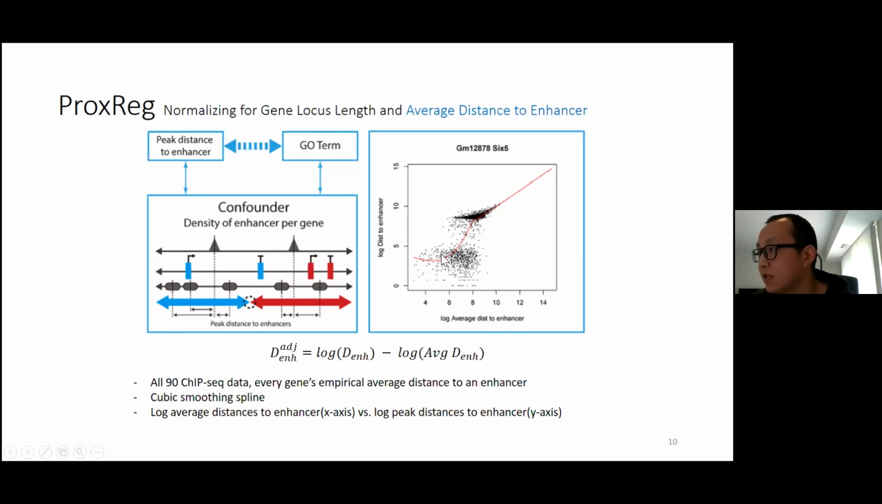For example, this peak will be assigned to this gene, and within this gene locus there are 3 enhancers. So we calculate the average distance of this gene to the enhancers, which goes on the x-axis here, and the y-axis here is the distance to the closest enhancer, which is this one. Then we adjust the distance by this value minus this value. In that way, we normalize the distance of the peaks to the enhancers.